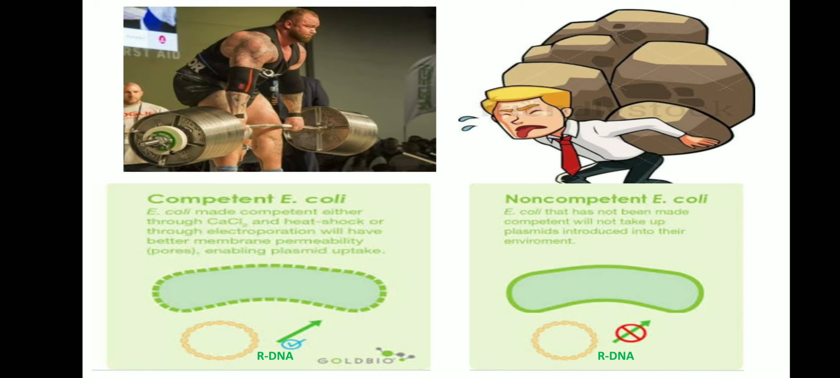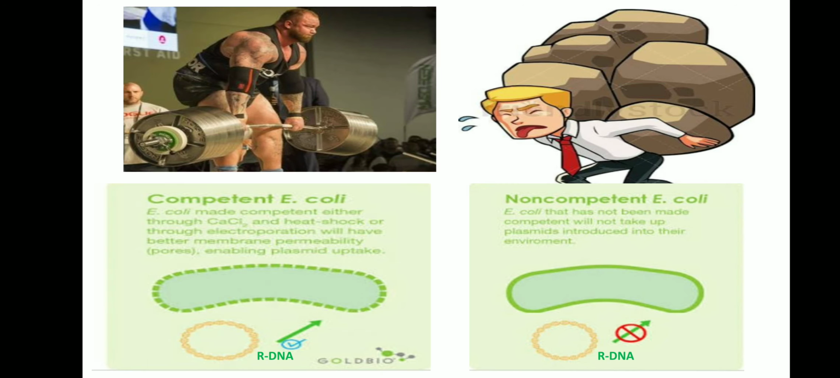is like a powerful man. The strong man has the capability to carry a heavy load, but the weak man does not have that much capability to carry a heavy load easily. So a competent cell has that much capability to accept the recombinant DNA. In the transformation process, the host cell must be a competent cell, otherwise it is not transferable.